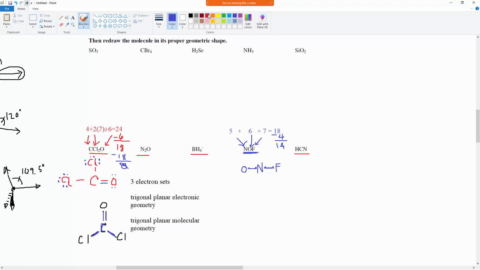We have 14 remaining. We want to distribute them on exterior atoms until they are full. And so if we go around and we say, okay, oxygen wants how many more electrons to have a full shell? 6 more, because he's got 2 in that bond. So 1, 2, 3, 4, 5, 6 electrons for that guy. What about fluorine? How many more does he need? Also 6. 1, 2, 3, 4, 5, 6. Beauty. Okay. And so that has used up an additional, how many electrons?